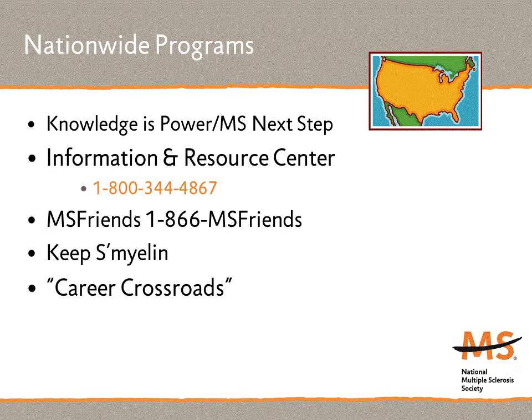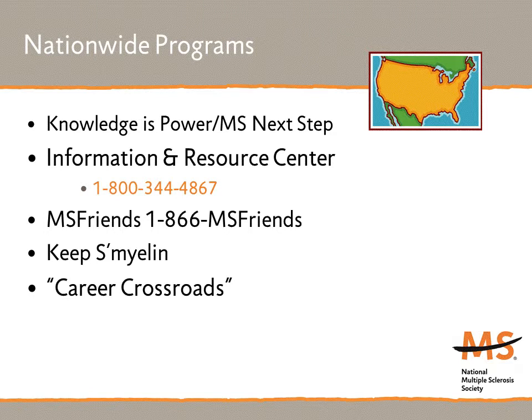Our Information and Resource Center provides literature and helps people locate resources in their community. Here, counselors and staff members distribute up-to-date information on topics related to multiple sclerosis, such as research, treatment, and symptom management. They can also provide referrals to health professionals, social service agencies, and other community resources. To access the service, call 1-800-344-4867.